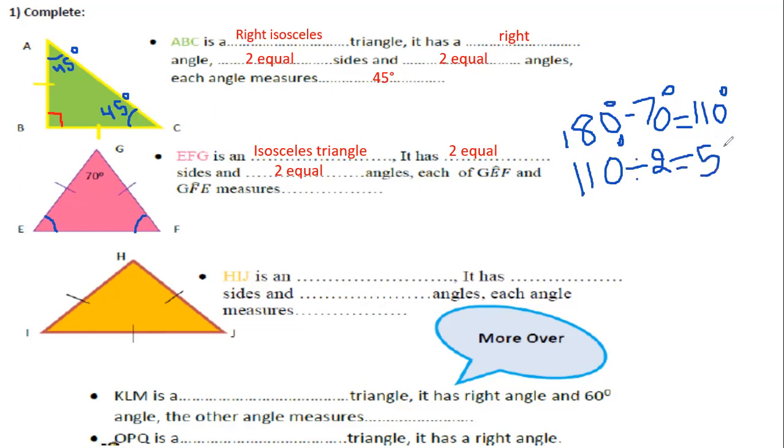So each angle measures how much? 55 degrees. So the measure of this angle is 55 degrees and the measure of the second angle is 55 degrees. In this way, we got the two equal angles in an isosceles triangle.